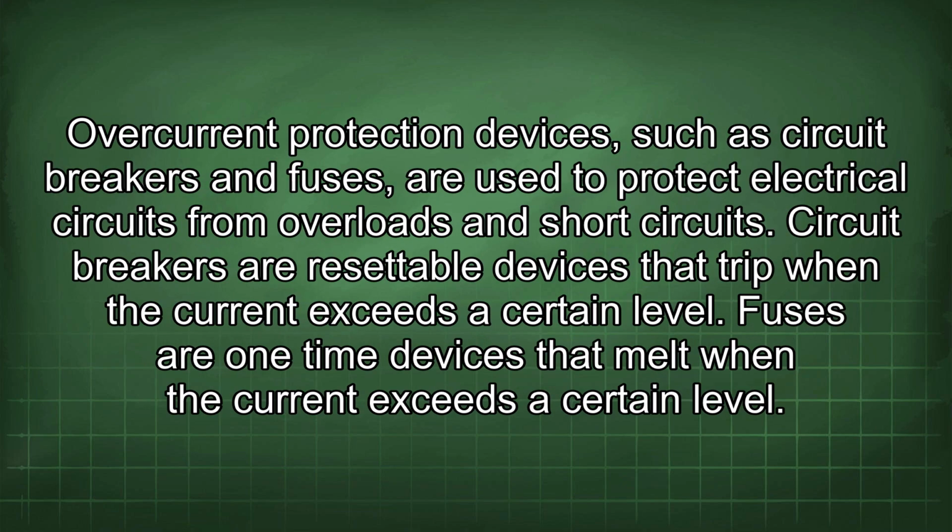Overcurrent protection devices, such as circuit breakers and fuses, are used to protect electrical circuits from overloads and short circuits. Circuit breakers are resettable devices that trip when the current exceeds a certain level. Fuses are one-time devices that melt when the current exceeds a certain level.